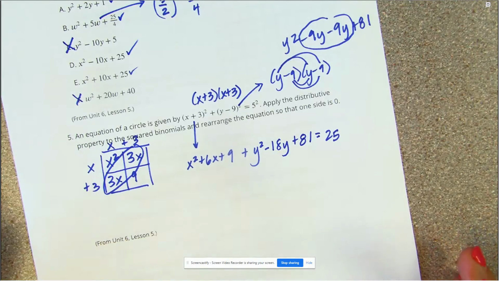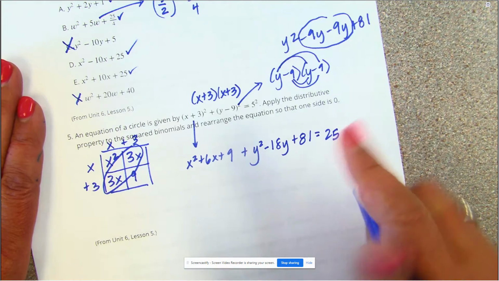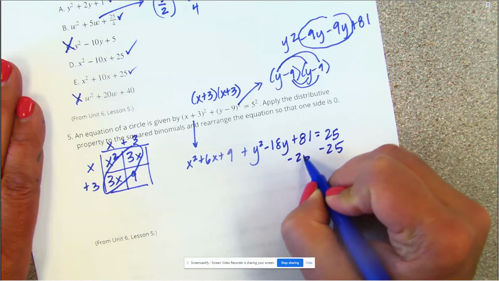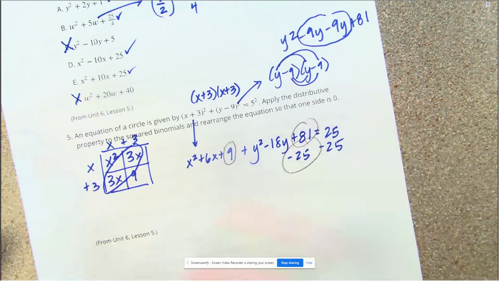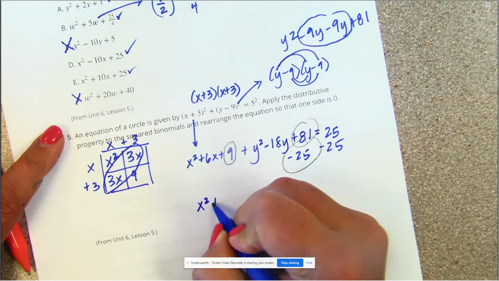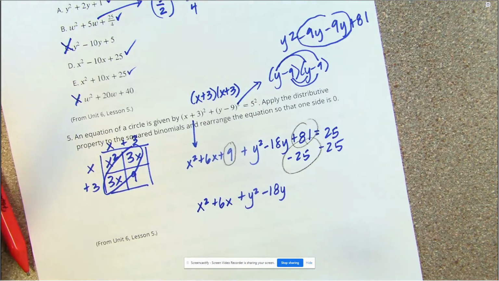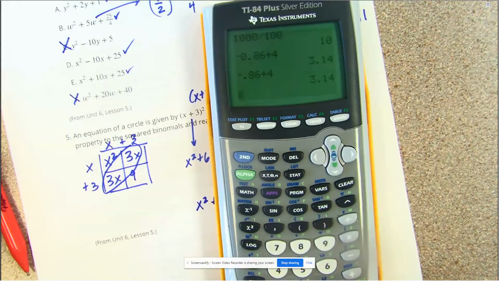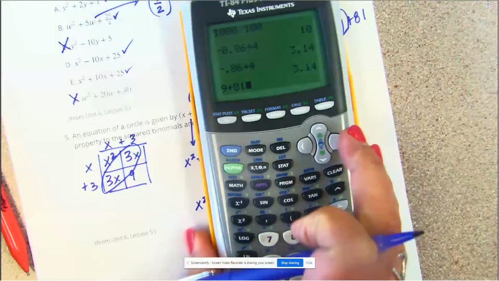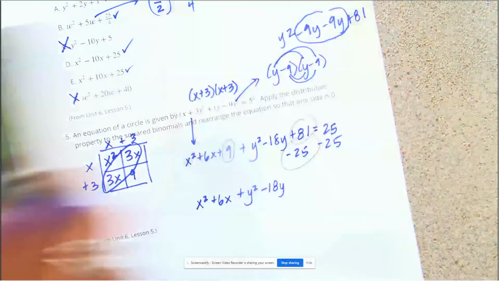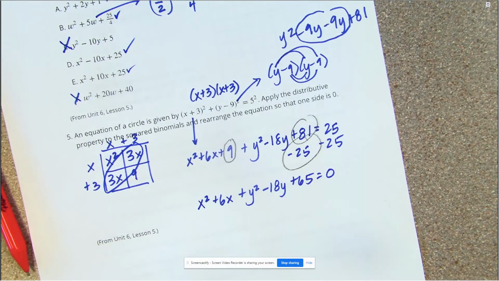They want me to get everything on one side so that one side is equal to 0. So I'm going to subtract the 25. Now, who does that 25 get combined with? I'm going to combine all these regular numbers. Combine like terms. So now we have x squared plus 6x plus y squared minus 18y plus 9 plus 81, oops, was it minus 25? Yep. 65. That's another way to write the equation of a circle.